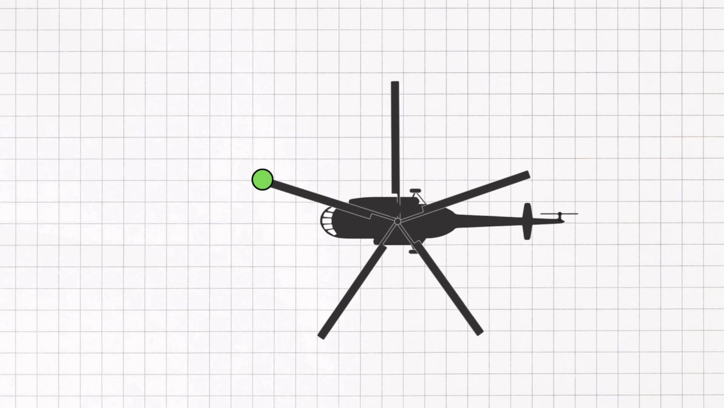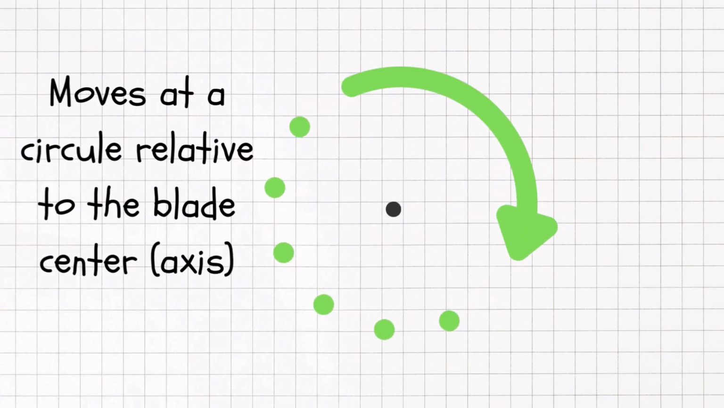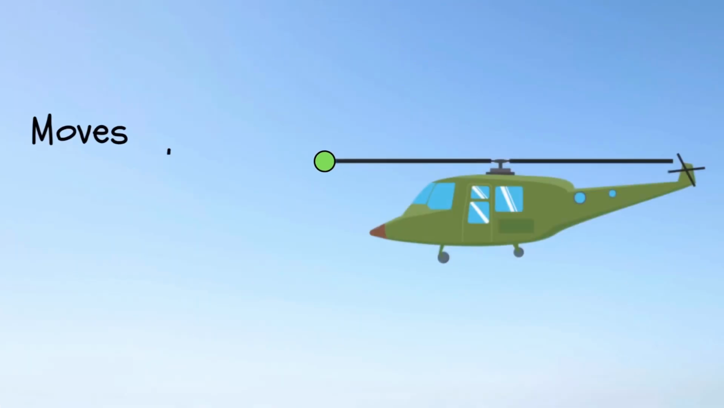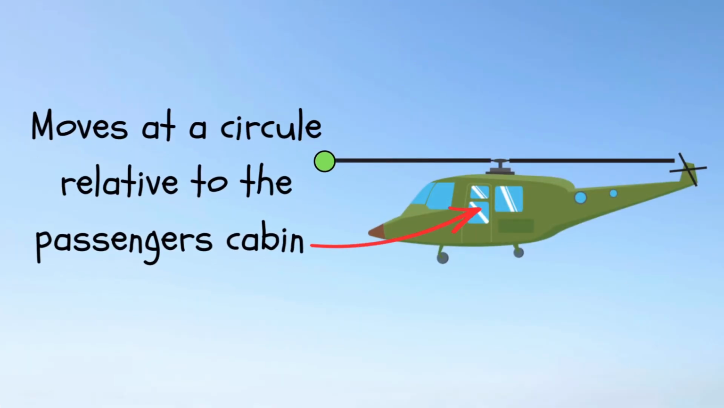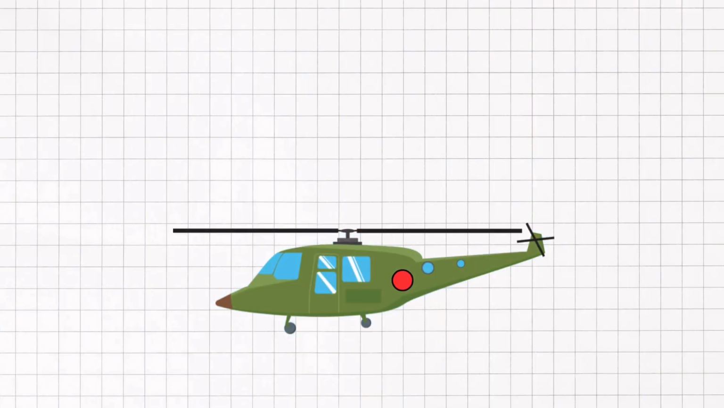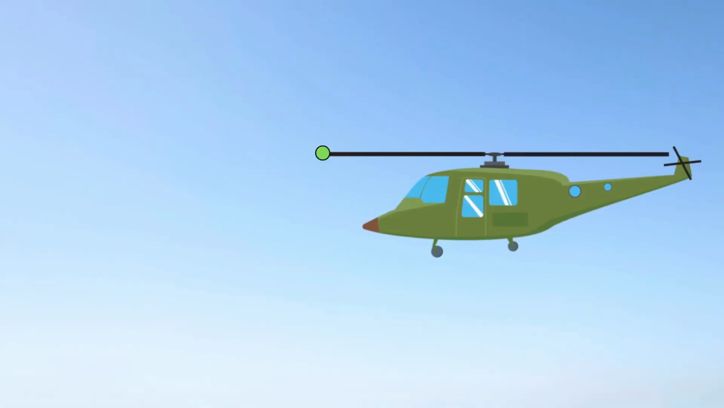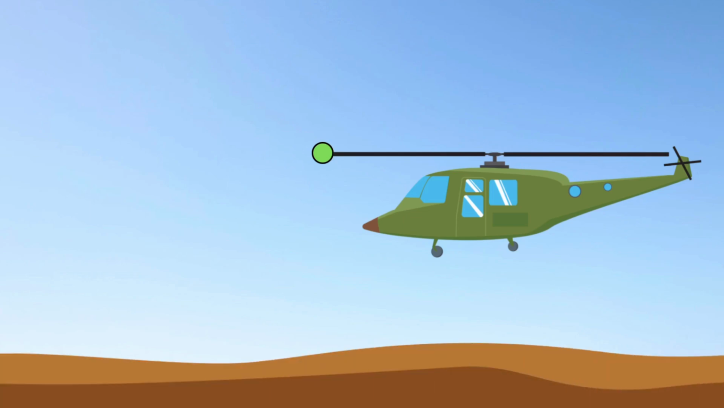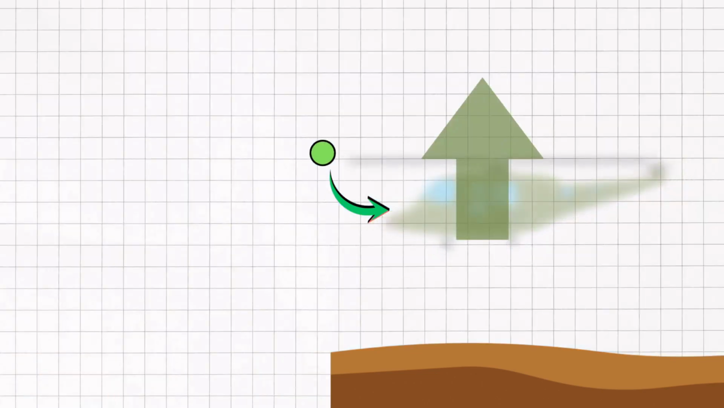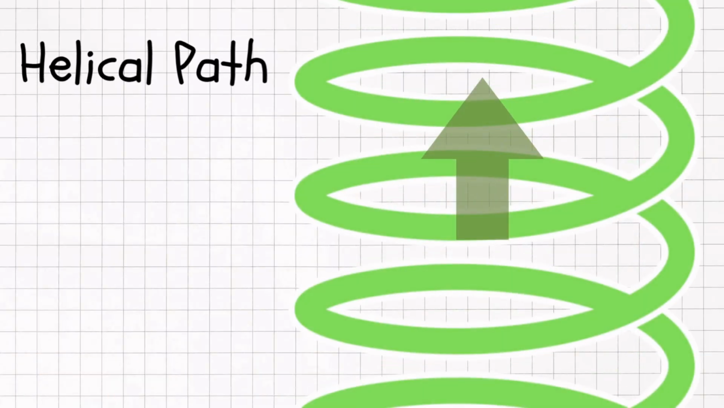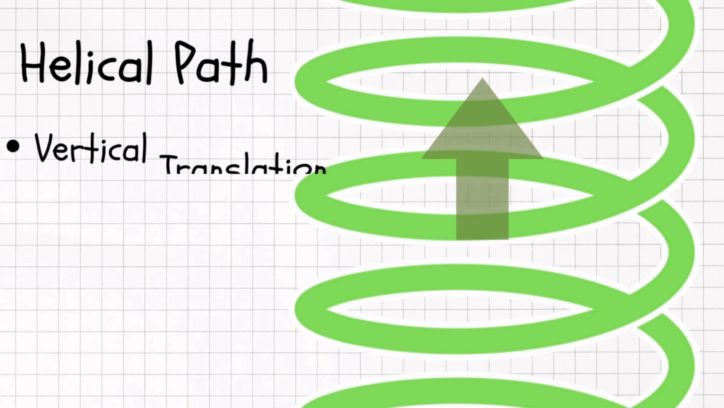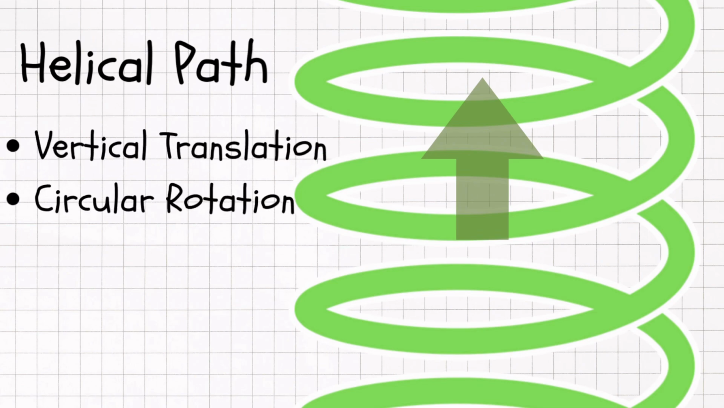Finally, let's study a helicopter lifting off the ground. A point at the tip of a rotor blade moves in a circle relative to the blade. That part is easy. It's also circular relative to the passenger cabin because the cabin rises but doesn't rotate with the blades. The helicopter's body, point O, moves straight upward with a vertical rectilinear motion. But here's the most interesting part. What is the path of that blade tip relative to the ground? Since the helicopter is rising while the blade is spinning, the point traces a helical path, a shape like a stretched out spring. It's the combination of vertical translation and circular rotation happening simultaneously.